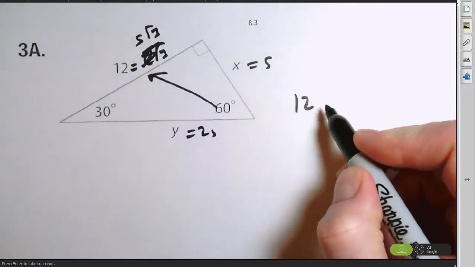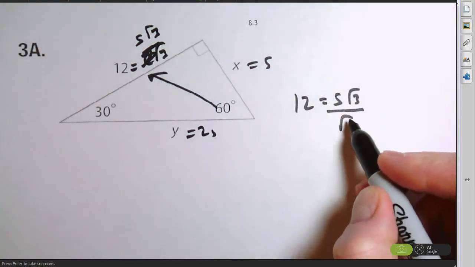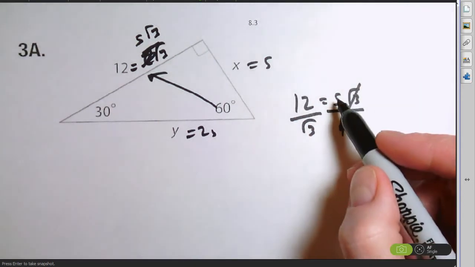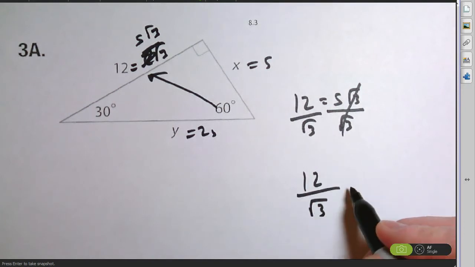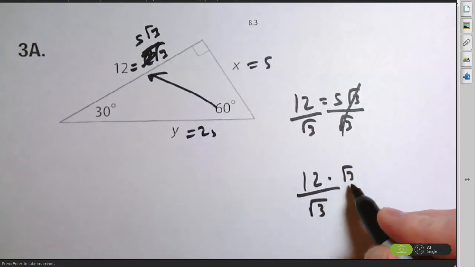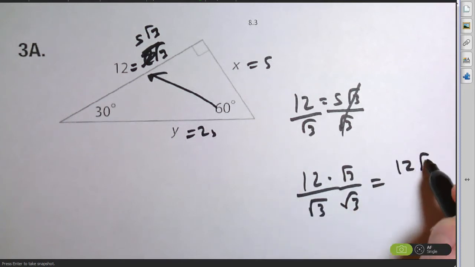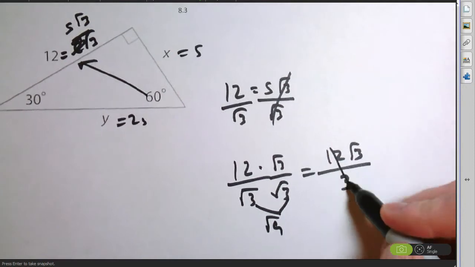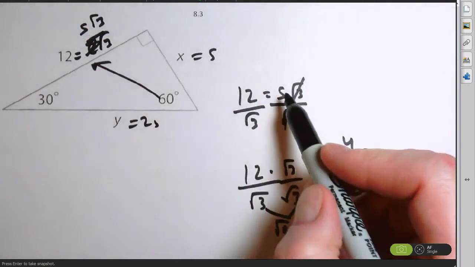So 12 equals S times root 3. Now here's why this is the hardest. I'm going to have to divide by a root 3 to get to S. So I have to do 12 over square root of 3, and then I have to rationalize that, times root 3 over root 3. That gives me 12 times root 3 on top. Root 3 times root 3 is root 9, which is really 3. And then 12 divided by 3 becomes 4 root 3. Now again, that's S though.